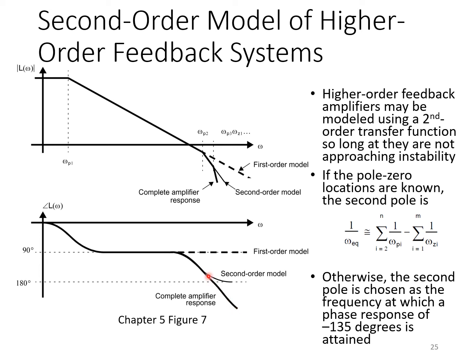and identify the frequency at which that complete amplifier response is minus 135 degrees, and then simply define that as omega EQ, because the second order model will also, we know, have a phase response of minus 135 degrees at omega EQ as well. So that kind of ensures that at least in this range here, we've probably got a decent approximation of the phase response using the second order model.